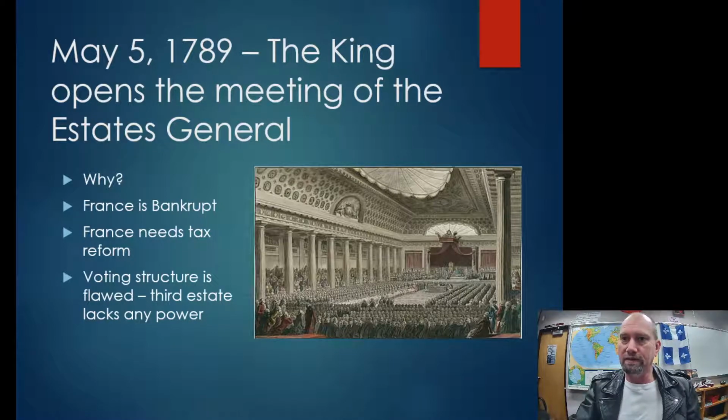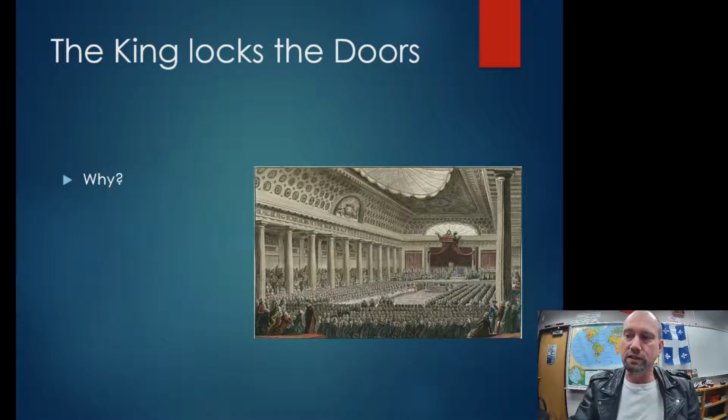There's a problem here. The third estate lacks power because there's also the first estate and the second estate. And note the order of which one is which. Okay, the king locks the door on the third estate. This is a mistake. Why did he do this? Think about that.